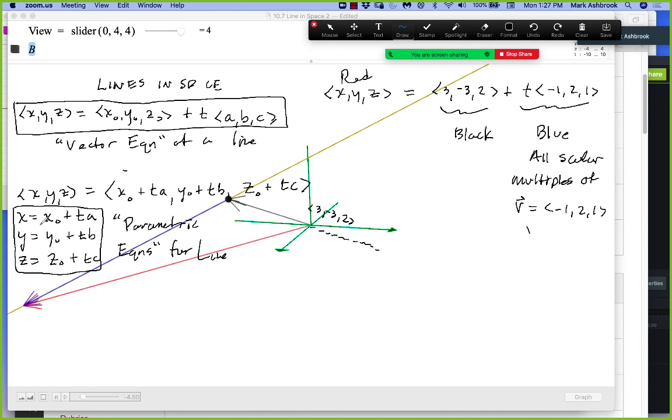So again, here's your x naught, y naught, z naught. That's your given point. Your a, b, c is your direction vector, a vector parallel to or on the line.